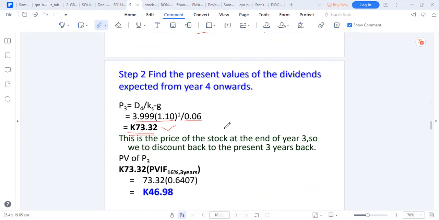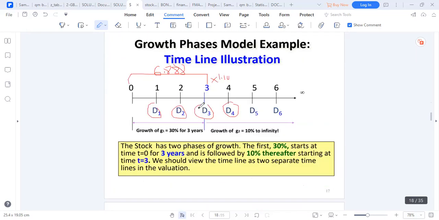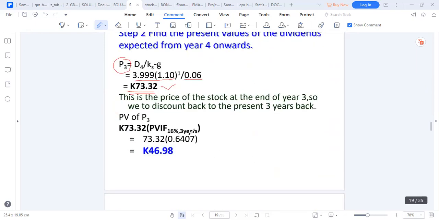Now this 73 is the price of stock as of year 3, because this will be your D0. So this is your D1, D0. At this point, 73 is your price of stock. But we want the price of stock discounted to now. So we're going to multiply this by 1.16 to the power minus 3. Using the present value factor, you find 0.6407. You multiply by that, and we get 46 as the price.